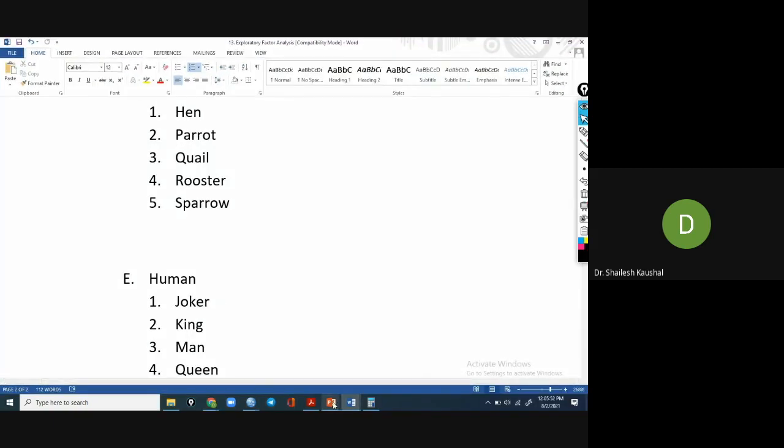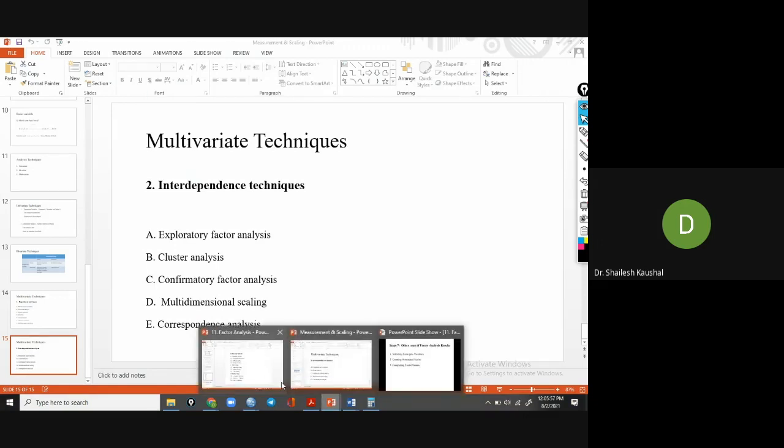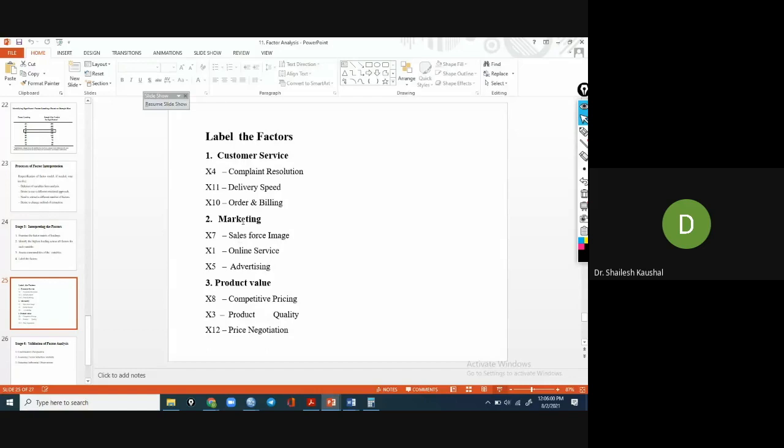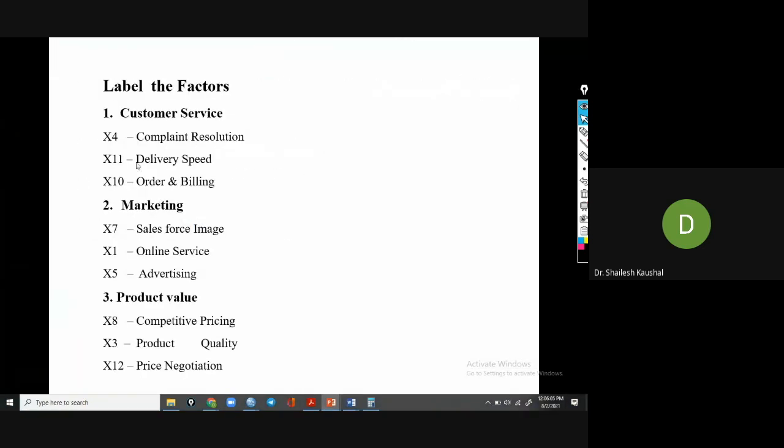So marketing means, look, the first component, the first three variables are complaint resolution, delivery speed, and order and billing. So what is the sense of these variables? These variables are talking about services. So I have given the name to these three when clubbing the three variables.